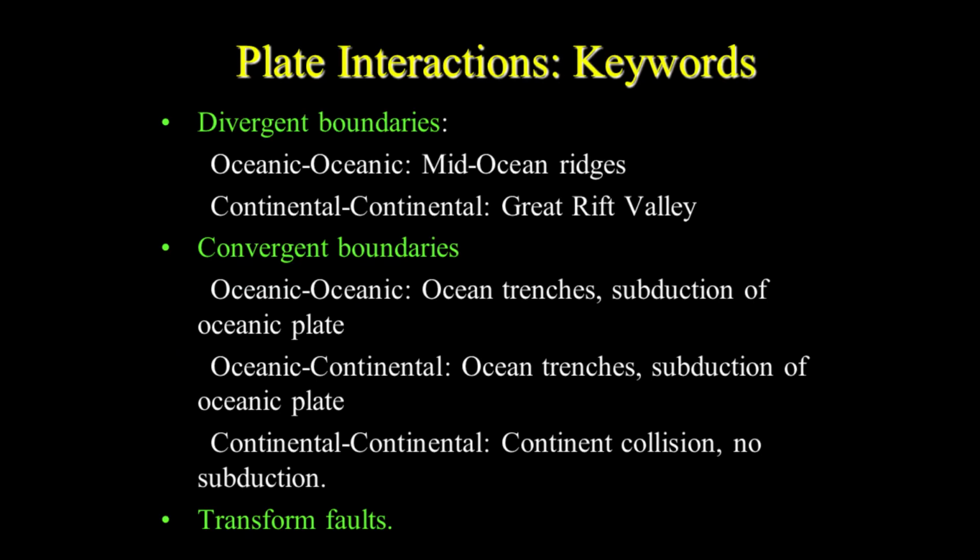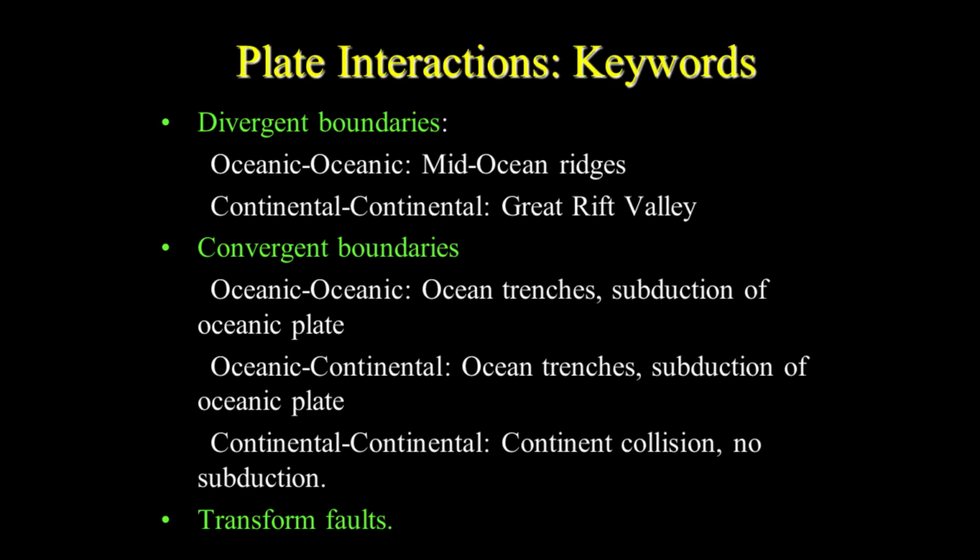Let's review key words of the plate interactions we discussed, starting with divergent boundaries. These are oceanic-oceanic interactions that create mid-ocean ridges. Divergent boundaries also have continental-continental interactions that have created the Great Rift Valley over millions of years.